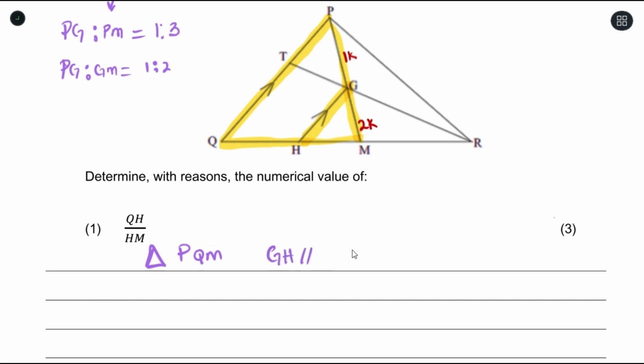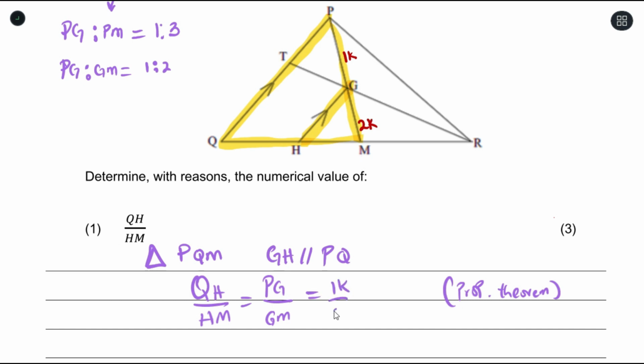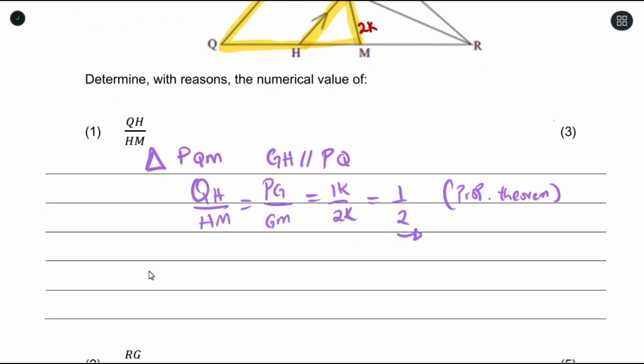We know in this triangle GH is parallel to PQ, and because it is parallel, we also understand that QH over HM would be equals to PG over GM, right? We're doing this because of the proportionality theorem. We found what PG over GM is. This is like saying 1K over 2K, which as you know is just 1/2, right? So therefore we know here that QH over HM is 1/2. That would be the numerical value of this fraction.